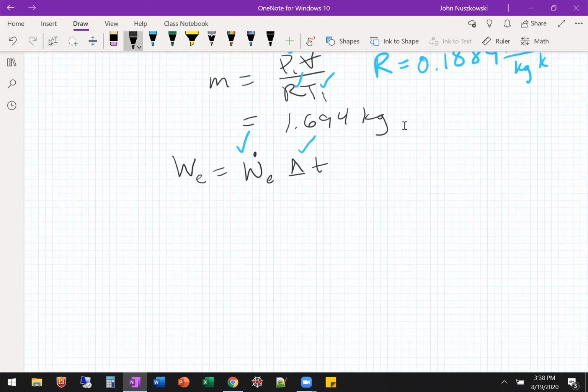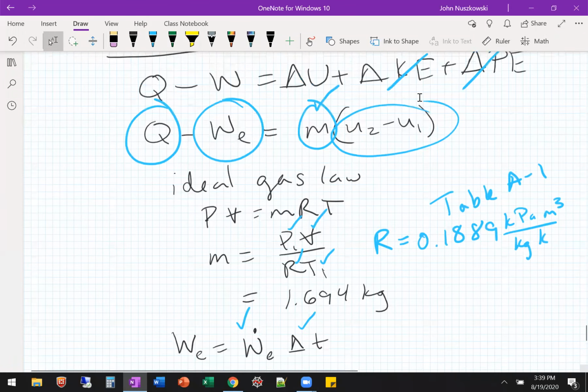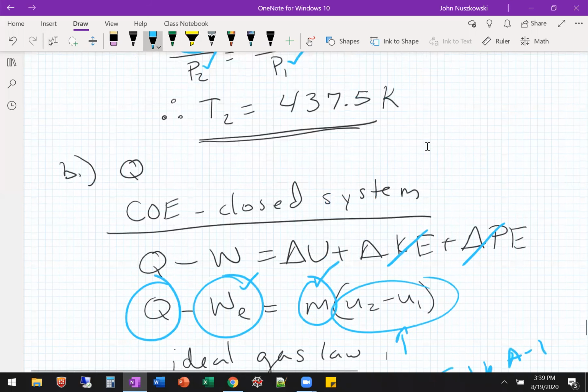Okay, so last is delta U. How do we get that? We have U2 and U1. So we've set up an equation for electric work, and now we need this. This is a properties question, so this is where you ask, what type of substance do I have? And we assumed it's an ideal gas for CO2 gas.